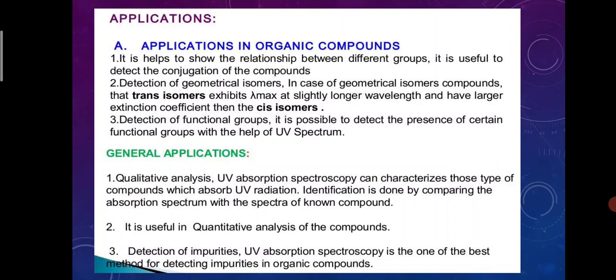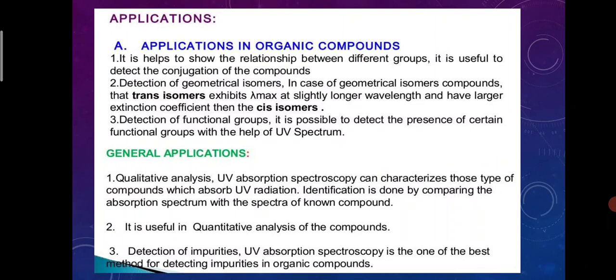In the case of geometrical isomers, compounds that are trans isomers exhibit lambda max at a slightly longer wavelength and have a higher extinction coefficient than the cis isomers. The detection of functional groups. It is possible to detect the presence of certain functional groups with the help of the UV spectrum. These are the applications of UV spectroscopy in organic compounds.